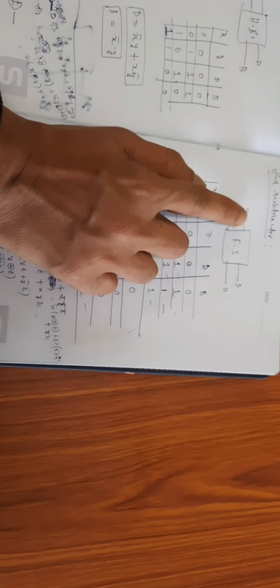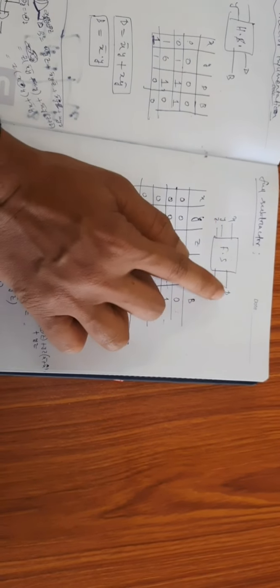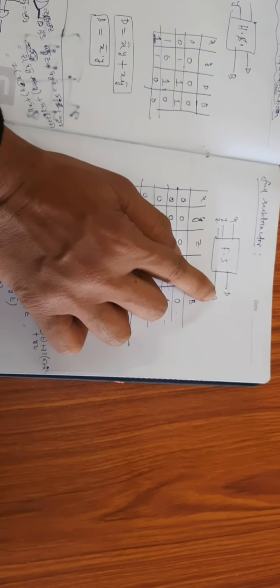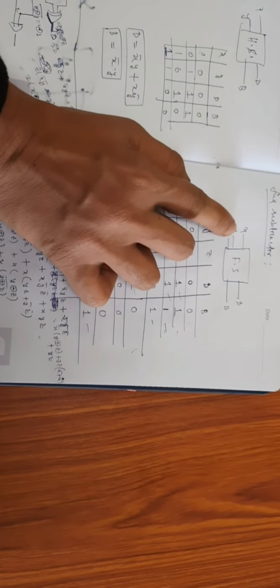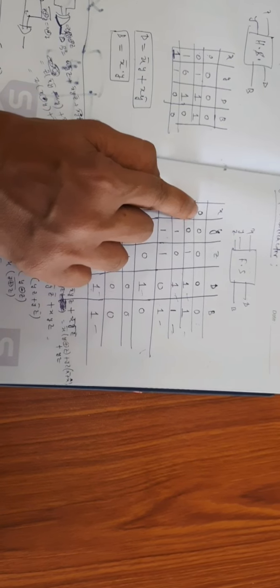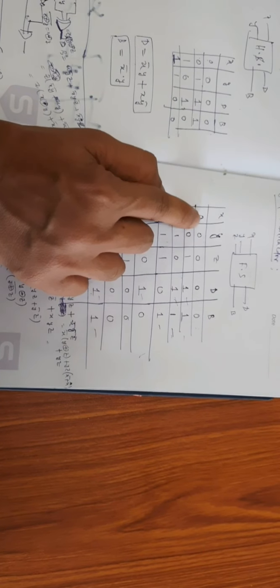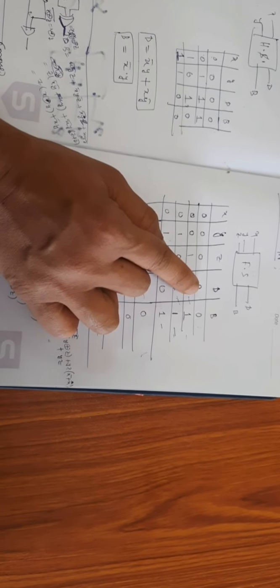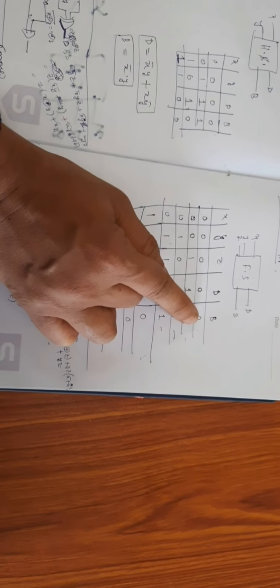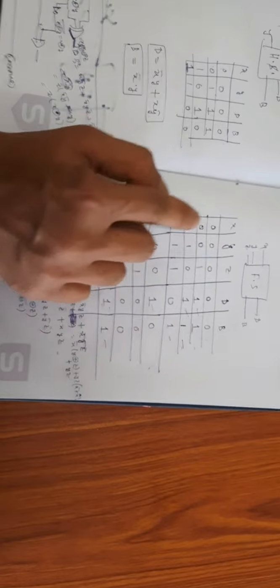Now move on to the full subtractor truth table. Here you are taking 3 inputs and 2 outputs. The 2 output bits are the same, difference bit and borrow bit, and the 3 input bits are x, y, z. So if you subtract 0 minus 0, it is 0, and 0 minus 0 is again 0. So the difference is 0 and you are not taking any borrow. That's why the borrow bit is also 0.